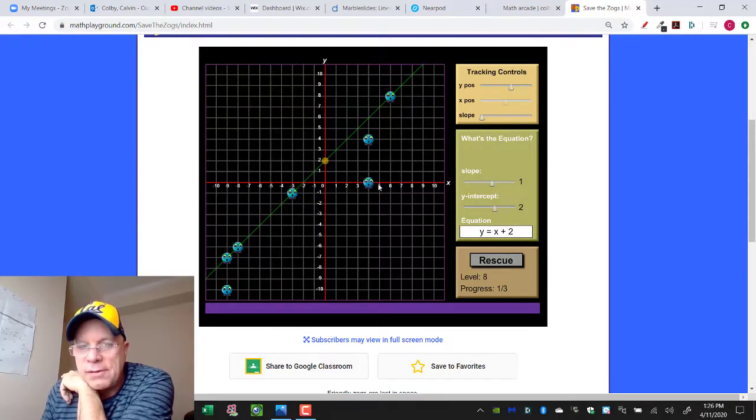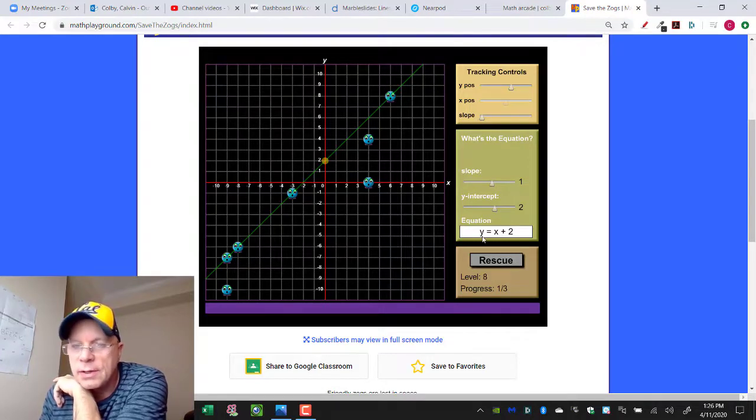By the way, pick a value of x, like 6. 6 plus 2 is 8, right? So when x is 6, do you see that y equals 8? You see that point's on the line?